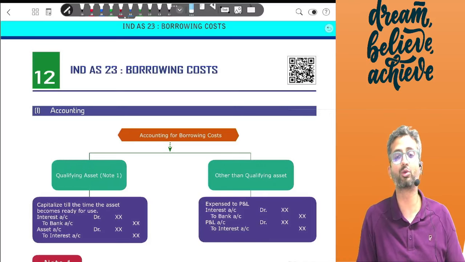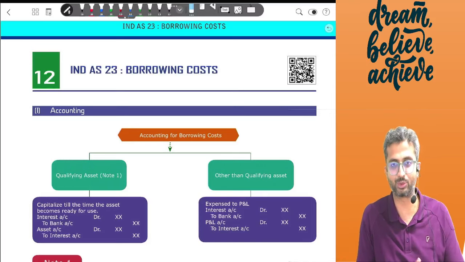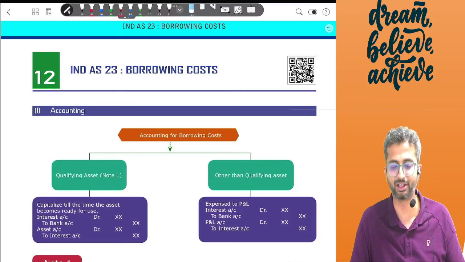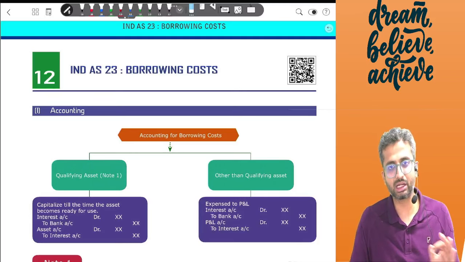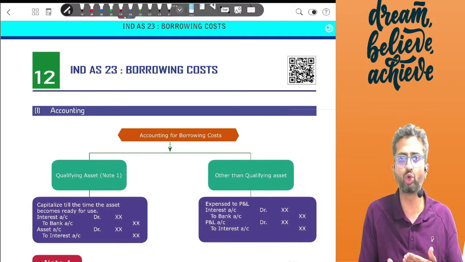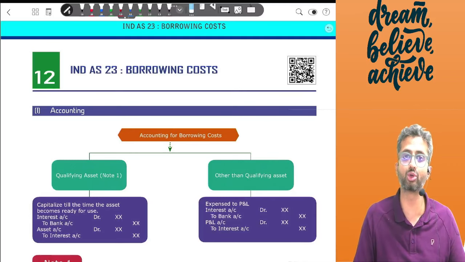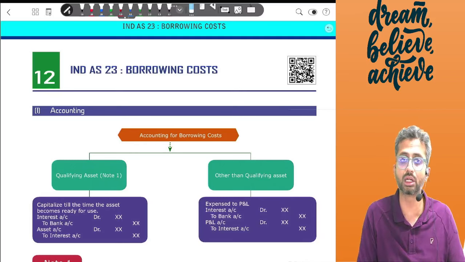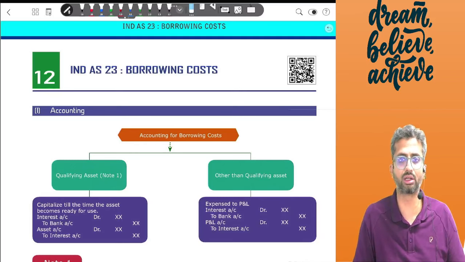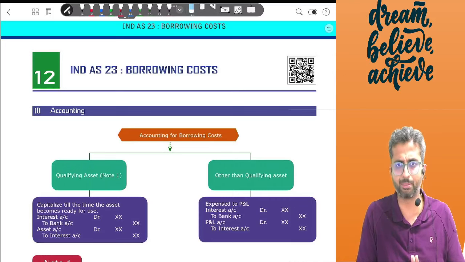In today's video, we would be discussing the all-important Ind AS 23 on borrowing cost from your CA Final FR. So this is a fairly important standard. You do get Ind AS 23 as standalone questions, and a lot of times you do get Ind AS 23 as a part of a larger, let's say PPE or other assets question. So it is a fairly important standard.